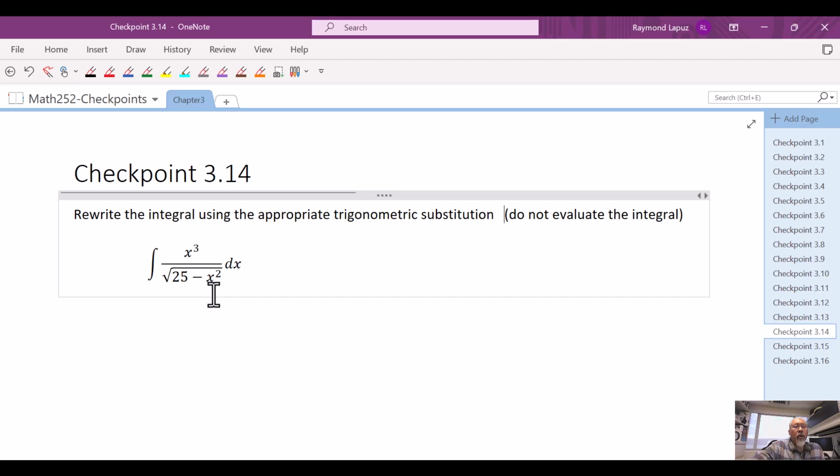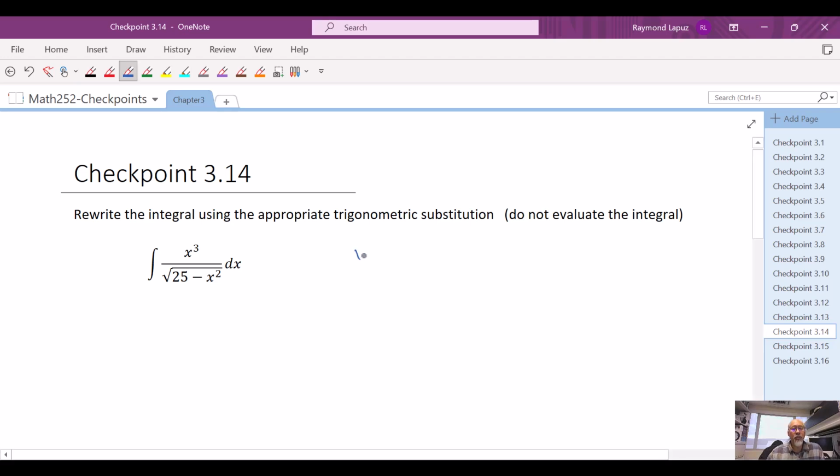Now we have a square root of a constant value minus x squared, and whenever we have something like that, we tend to gravitate towards trigonometric substitution so that we can write it as a trig function and use some trig properties to get rid of the square root. So that's what we'll do.